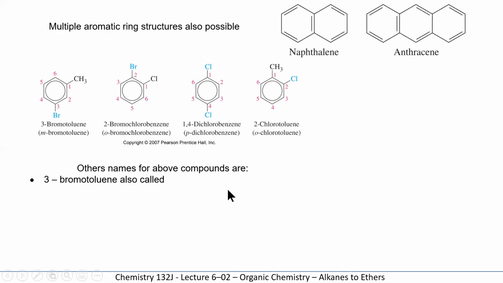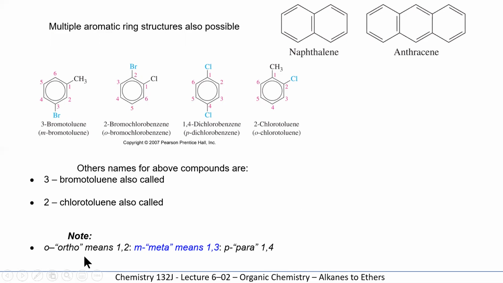So 3-bromotoluene and 2-chlorotoluene go by different names. Ortho simply means the substituent groups that are attached to the ring are side by side. Meta means they're separated by 1 carbon, as in this case. And para means they're separated by 2 carbons, as in this case. So we used to call this paradichlorobenzene, the para meaning the chlorines are on carbons that are separated by 2. But we're going to only require you to know the systematic name.